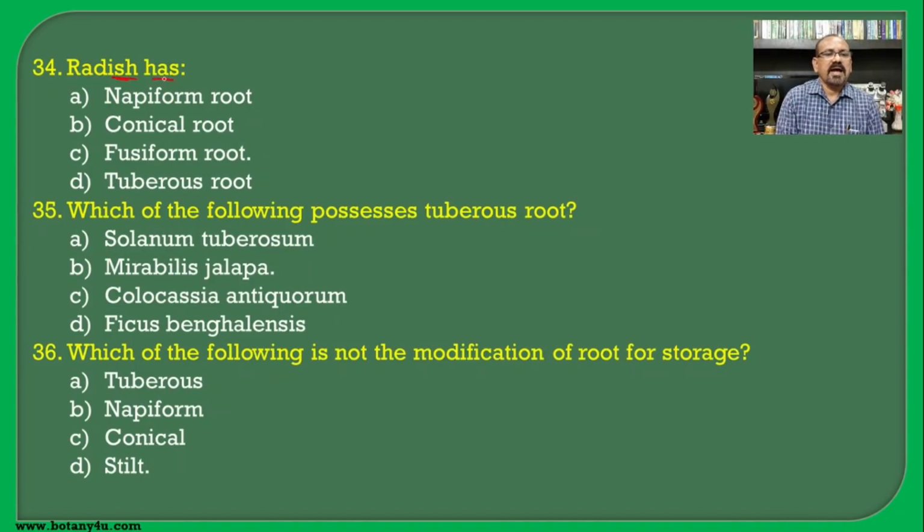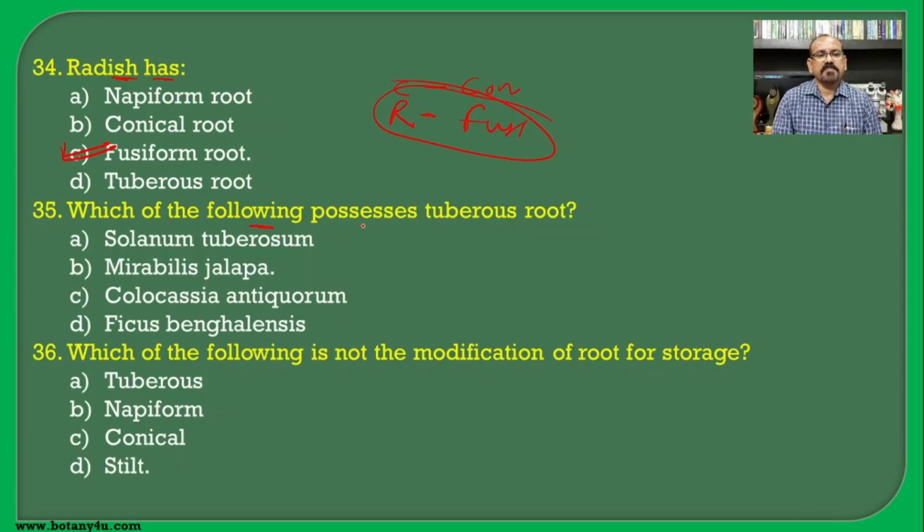Then radish, earlier we have seen that the carrot forms the root that is the conical type, and radish forms the root that is the fusiform type of root, and hence radish is responsible for the fusiform shape of the root.